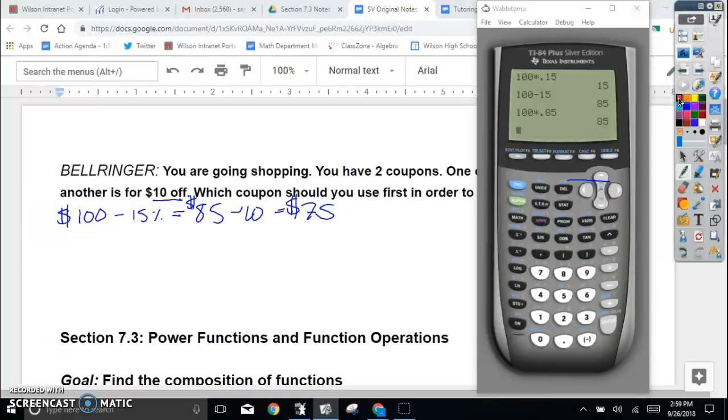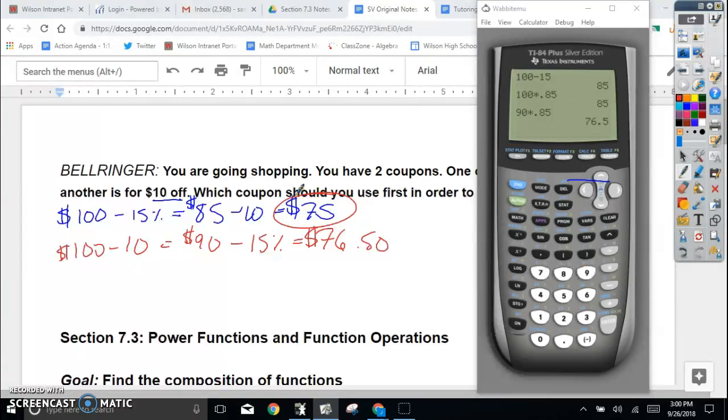Now, let's switch the order. Let's say we have $100, and this time we say, give me the $10 off first. I'll get 90, and then I'm going to get 15% off. So I'm going to do that trick I was talking about: 90 times 0.85. That'll give me 15% off of 90, which would give me $76.50. And you can see the $75 is the best deal for the consumer, because it's the cheapest price for that object. So you'd want to get the 15% off first, and then do the $10 off.